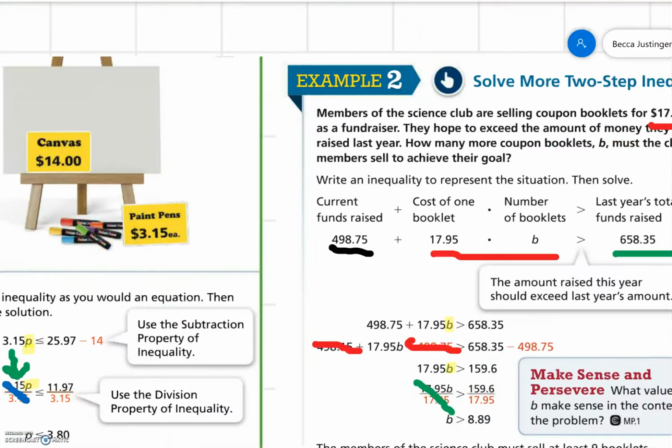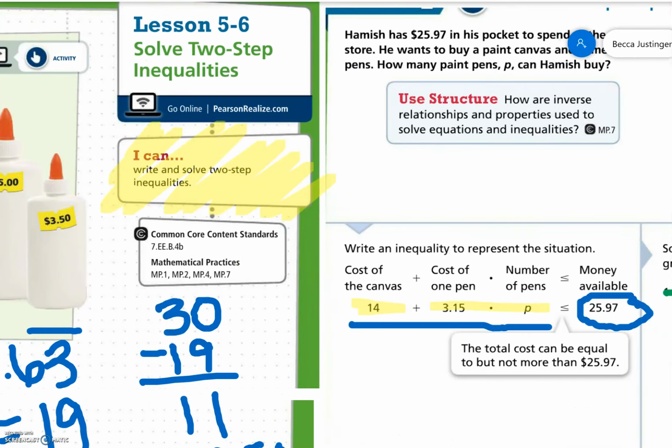All right, 7th grade, let's say it. I can write and solve two-step inequalities. Have a great day.